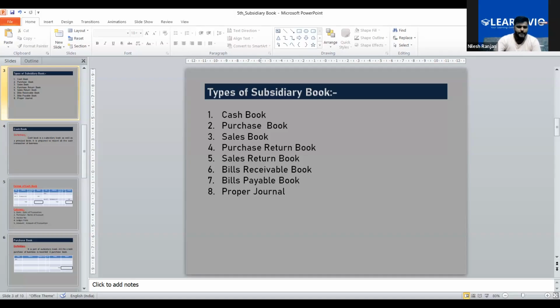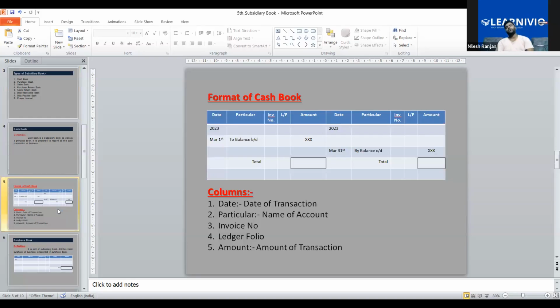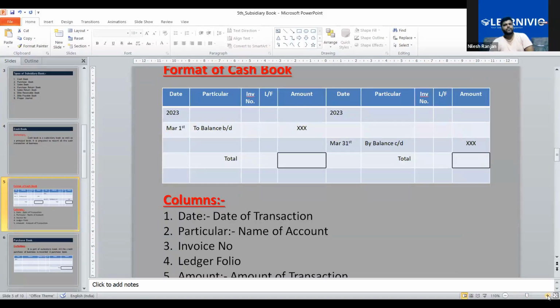If you see here, you can see the format, or the writing is small. Yeah, I can see. Okay. So it is date, particular, invoice number, LF, amount, date, particular, invoice number, LF, amount. Can you tell me the difference between cash book and cash account?